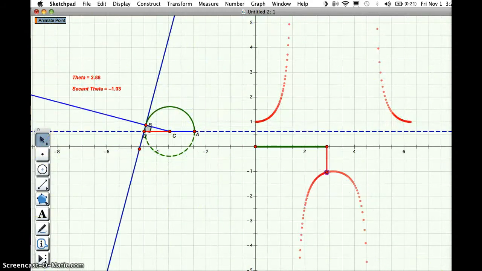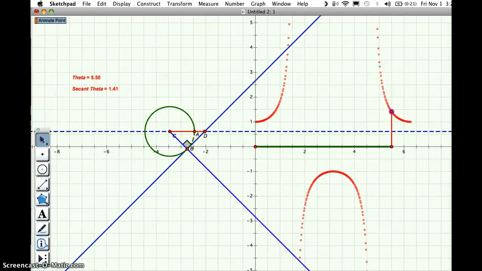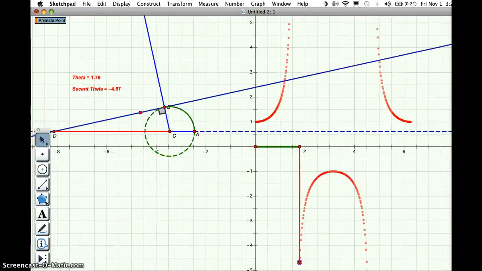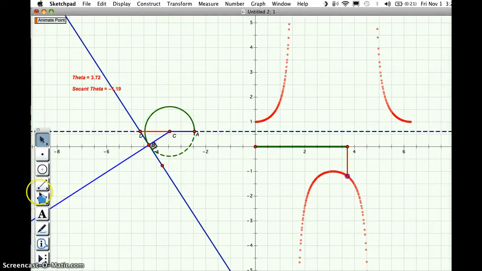Remember, there is another way to find the secant line. Instead of having a line tangent at point B, we could have constructed a line tangent at point A and construct the rest of the secant in a similar way.